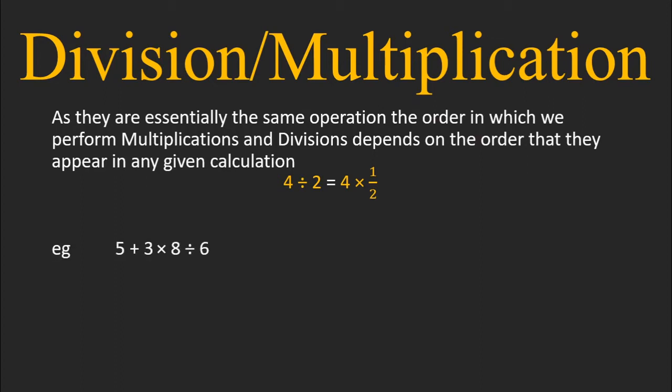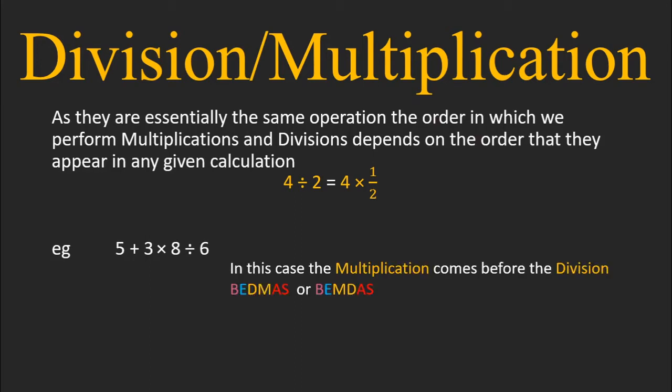Let me show you an example. Here I've got 5 plus 3 multiplied by 8, then divided by 6. So even though the order of operations for BEDMAS says D before M, we could just as easily say BEMDAS, although it sounds a bit funny, and do the multiplication first, because in this case the multiplication appears first in the calculation. We are not going to let addition jump in front of the multiplication and division, however.